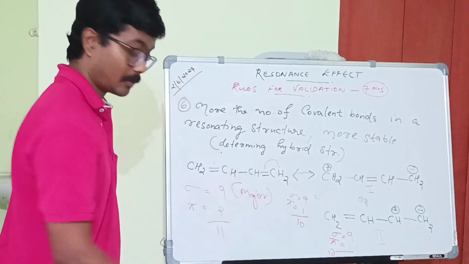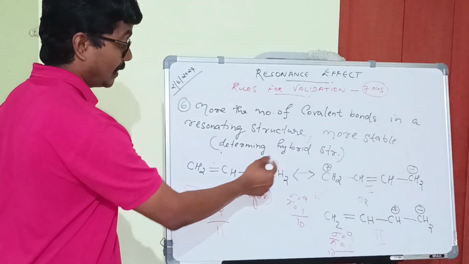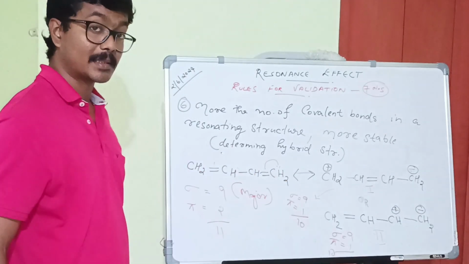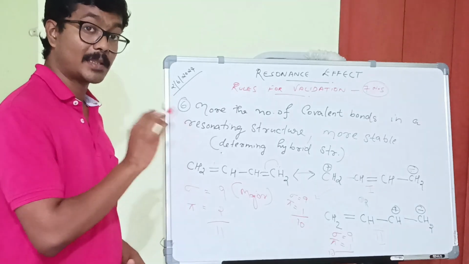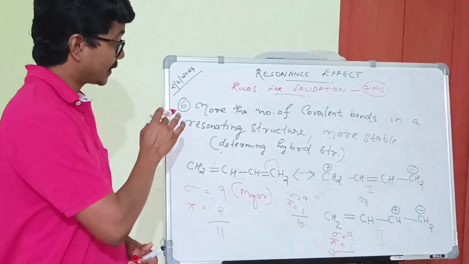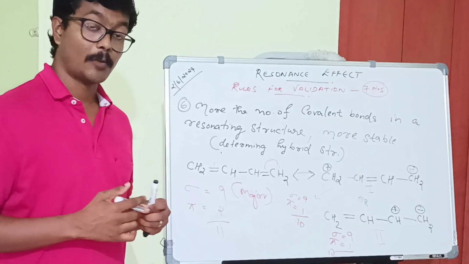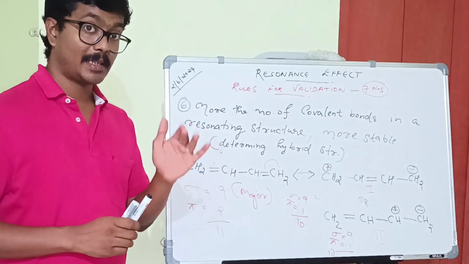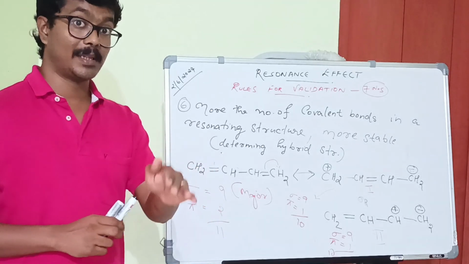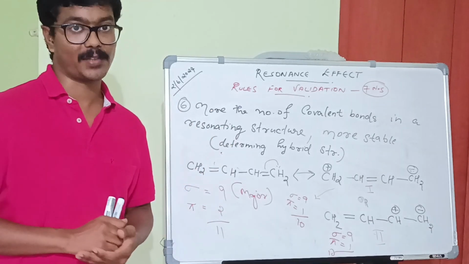The first structure is more stable, and these two are minor. So we can consider this as the hybrid structure of the resonance. That is the hybrid structure of the compound. So the sixth rule is used to determine the hybrid structure of a compound, which says that the more the number of covalent bonds in a resonating structure, the more stable the structure is. So we can identify that structure as the hybrid structure of the compound.